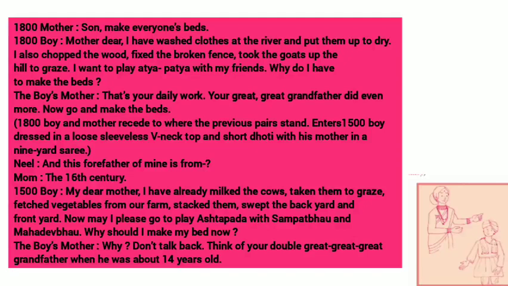Now, the 1800s boy and mother recede to where the previous pair stands, these people go back. Now enters the 1500s boy, meaning a boy of the 1500s time, dressed in a loose sleeveless V-neck top and short dhoti with his mother in a 9-yard sari. You can see the picture on the right on page 55. So now Neel, the child of today, is telling his mom, what is he saying, and this father of mine is from which century? Every time they are telling us which century they are from. The last ones were from the 19th century. So now he is asking which century these ones are from. So Mom is saying the 16th century. The ancestors they are talking about are from the 16th century.